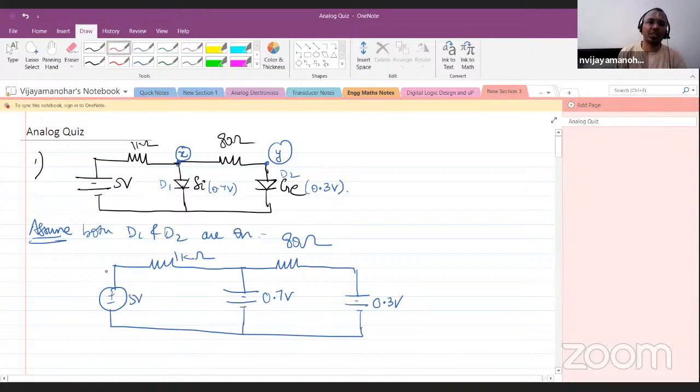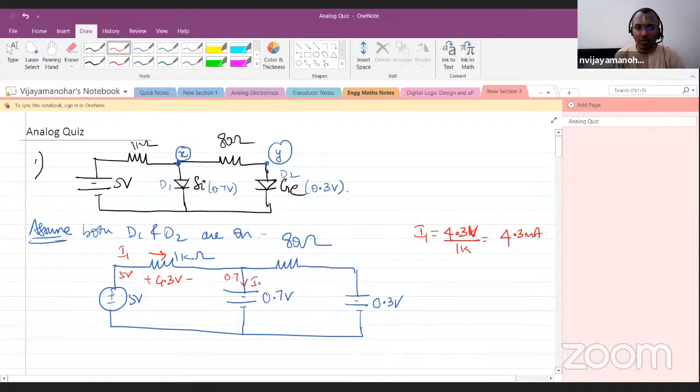Now, I'm going to just apply Ohm's law. This is 5 volt, this is 0.7 volt, so the delta V is 4.3 volt. So 4.3 volt across 1K, what will be this current? I1 is nothing but 4.3 volt divided by 1K, which is 4.3 milliampere. I will put I silicon and I germanium, IS and IG. Because they are forward biased, the current will be conducted in this direction only. The diode cannot conduct in the reverse direction, correct?